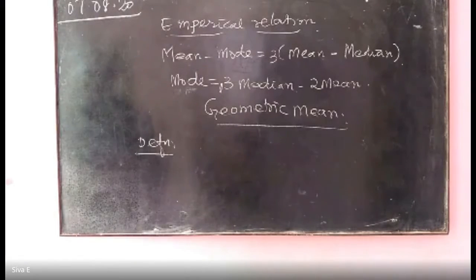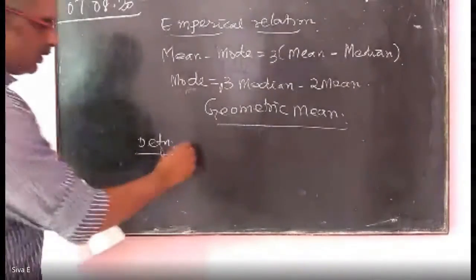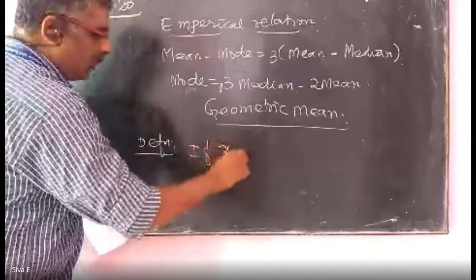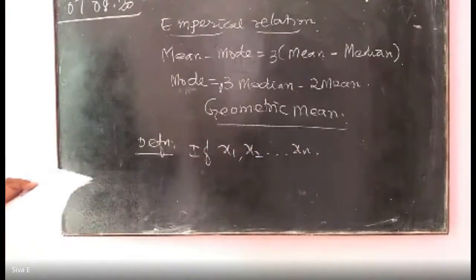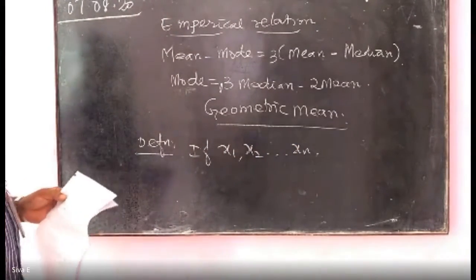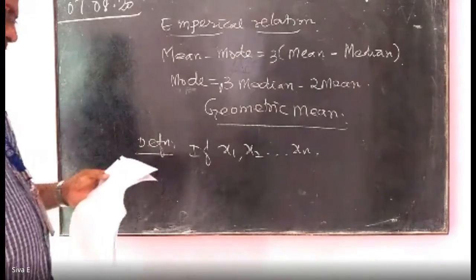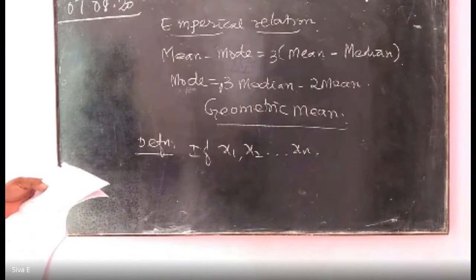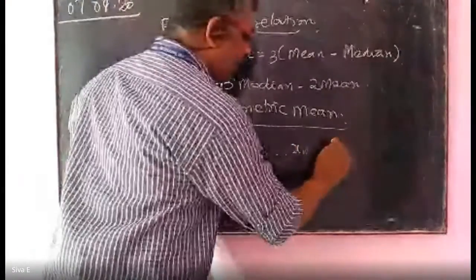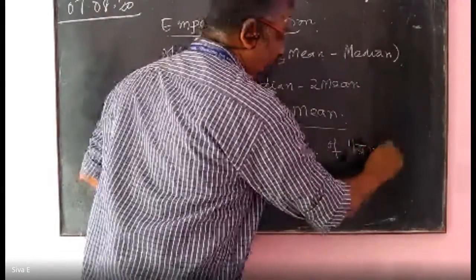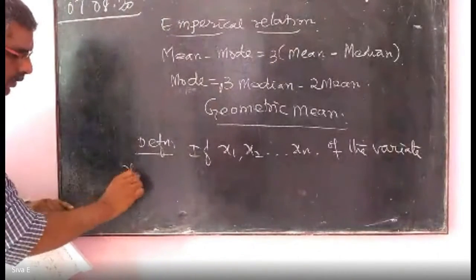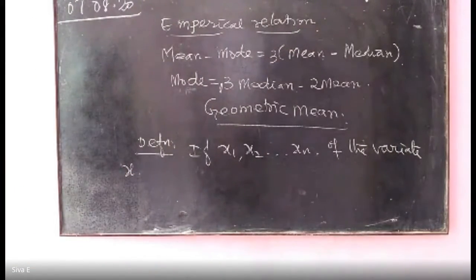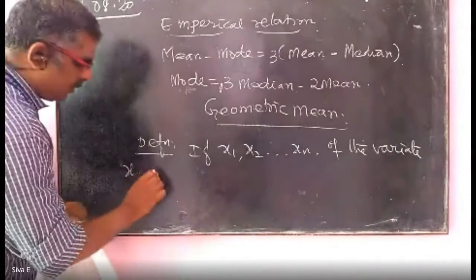If x1, x2, ..., xn are the n values of the variate x, none of which is 0. Write the definition for that.